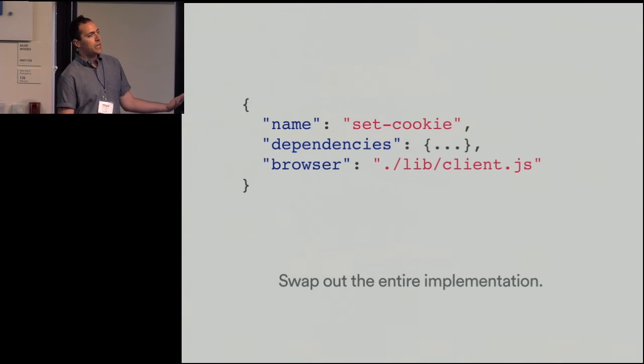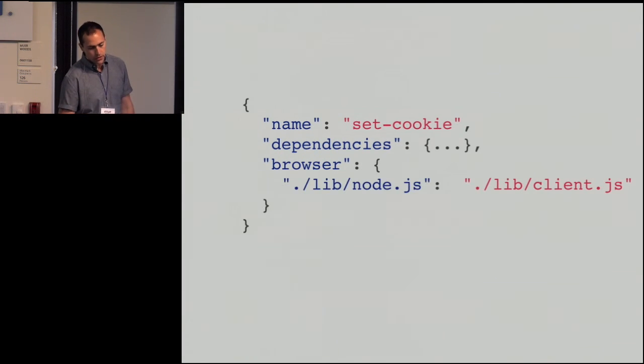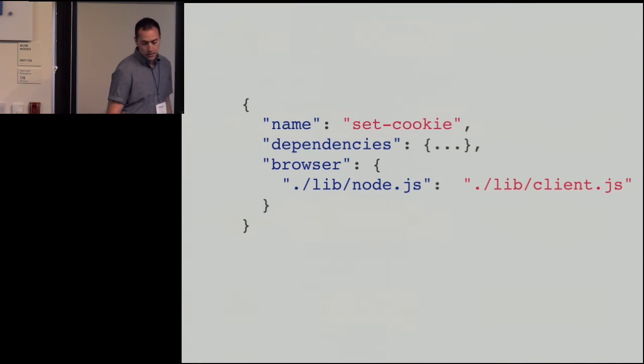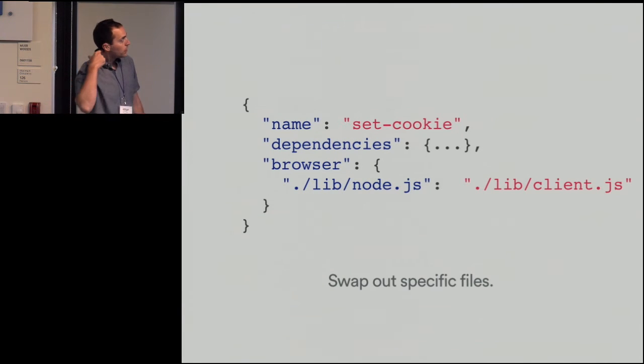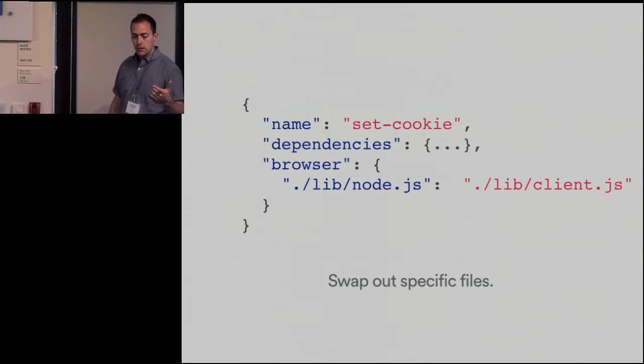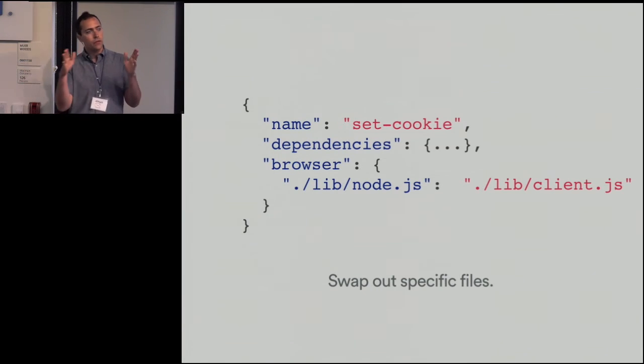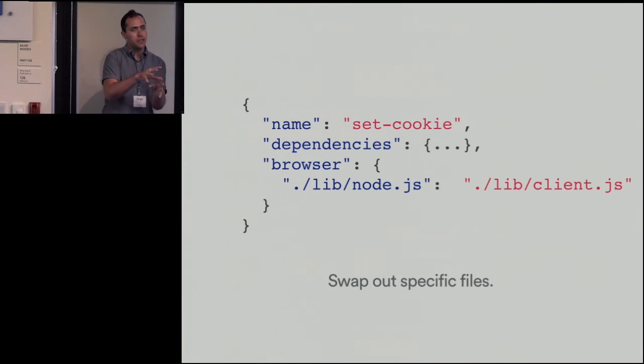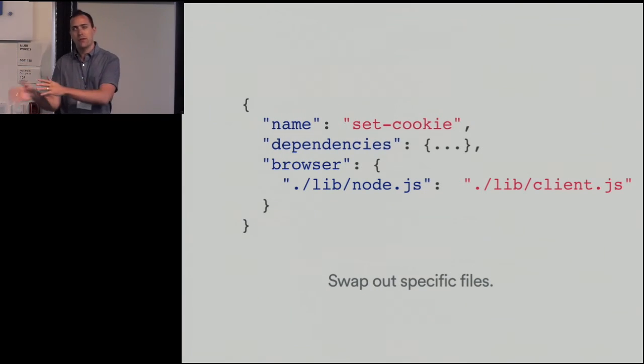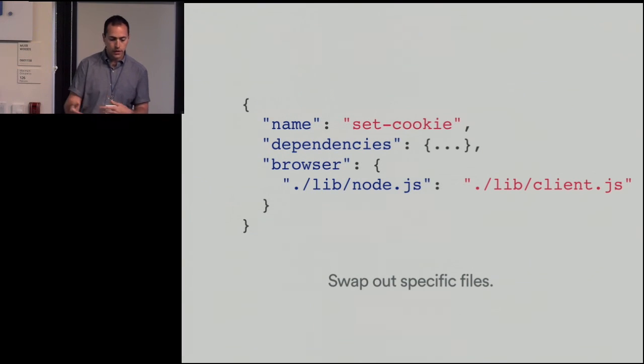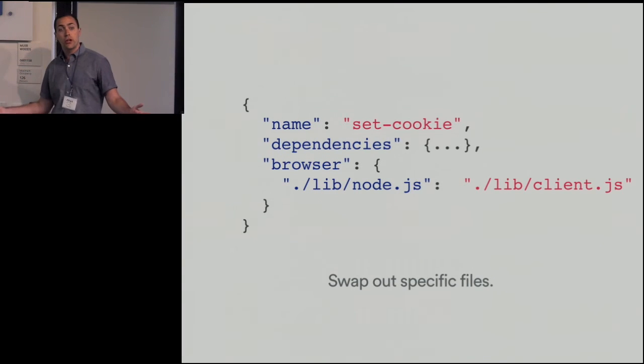But that's a little limiting if you just swap everything out. So you can actually get more fancy here. You can specify an object. So this lets you swap out specific files. So you can encapsulate all of those implementation details in files that are specific for different environments, and swap those out, and then let the rest of your code be shared code.